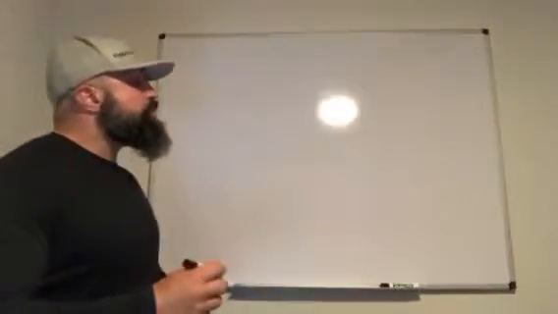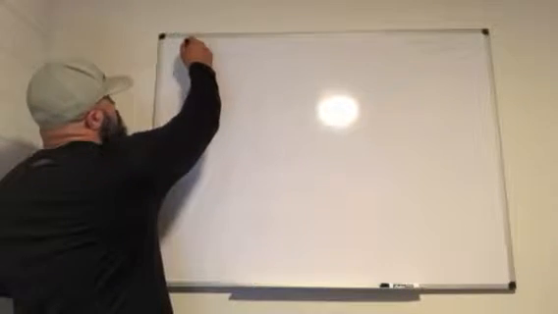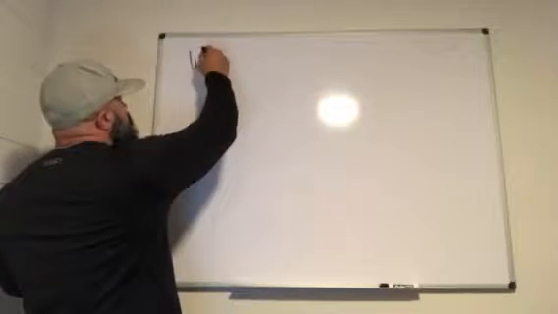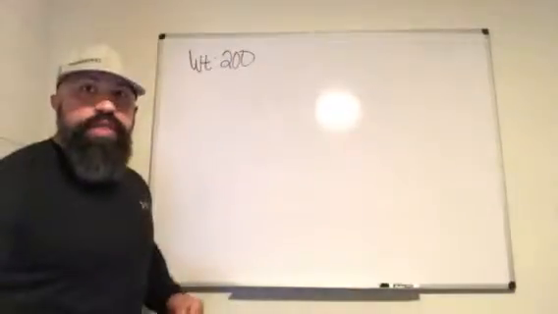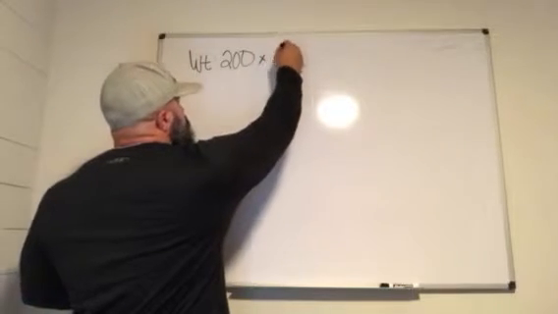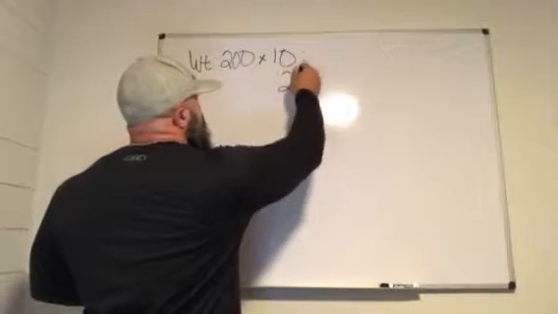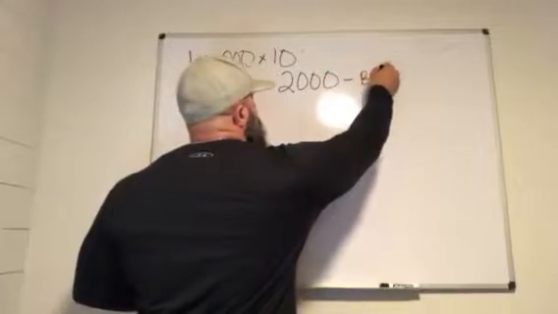Weight, 200 pounds, okay? You see that, 200 pounds? We're going to multiply it by 10. That's going to give me 2,000, and that is going to be my BMR.